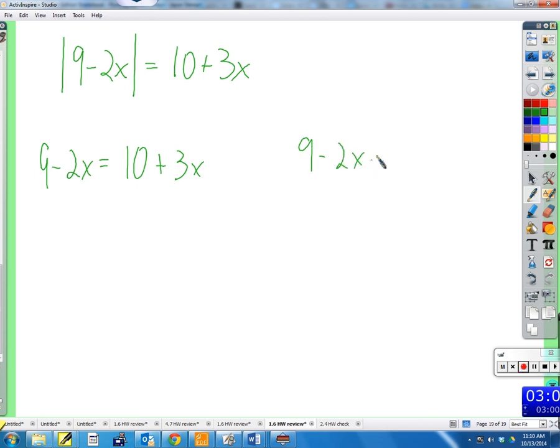9 minus 2x is equal to just the opposite of that, the negative times that side. And it's all set up. You distribute that negative. You're on your way. I'll give you a couple moments to work on that.